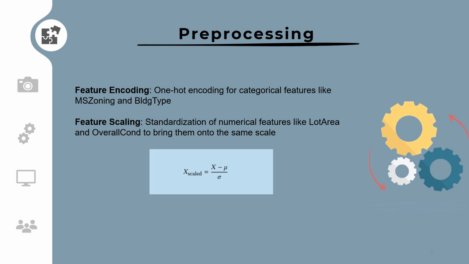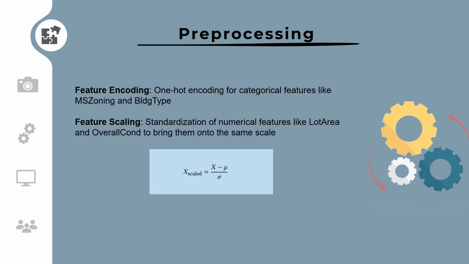And the next step is feature encoding. Our dataset contains categorical variables like MS zoning, which is the type of zoning, and the building type. We have applied one-hot encoding to convert categorical variables into binary columns. One-hot encoding creates a new column for each category within a feature and assigns a value of 1 if the feature belongs to that category, otherwise it assigns a 0.